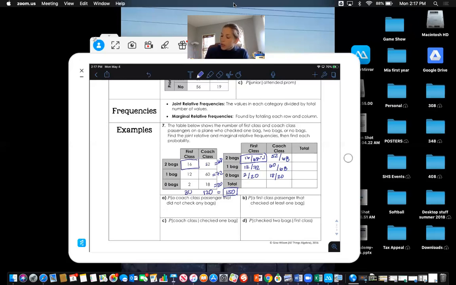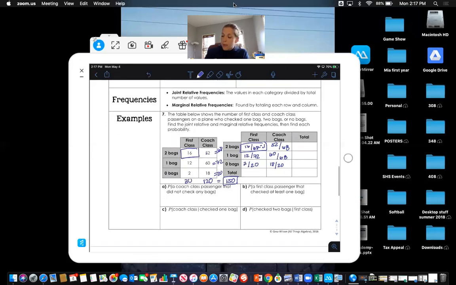So looking at question A, it says, what's the probability that they are a coach class passenger that did not check any bags? So coach class passenger that did not check any bags is actually this 18 people out of the 150 people that are in this data. So you could have looked at the second chart if you finished filling it out, and it would give you that percentage, or you can do this as a ratio at this point, but this is 11.25% of the people.